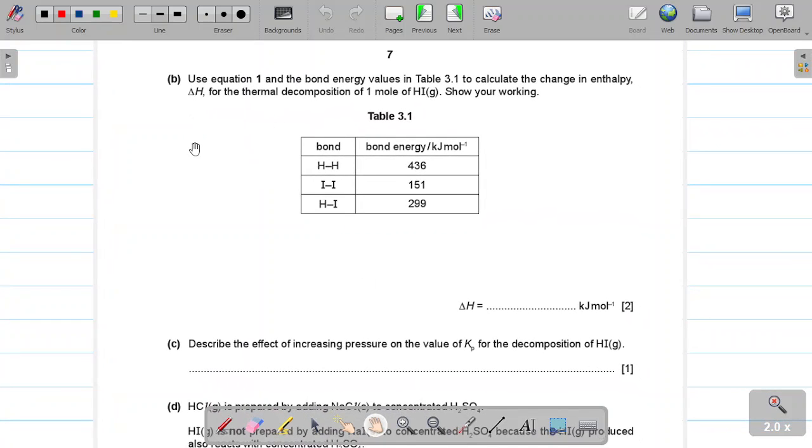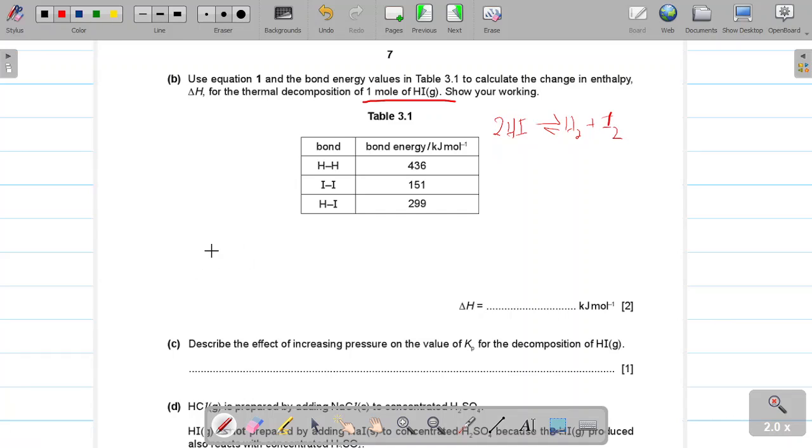This part of the question switches to energetics. They say use equation 1 and the bond energy values in table 3.1 to calculate the change in enthalpy, delta H, for the thermal decomposition of 1 mole of hydrogen iodide gas. Show your working. Notice what the question asks us for: 1 mole of hydrogen iodide gas. So we know what our equation is. Our equation is 2HI decomposing to give hydrogen and iodine.